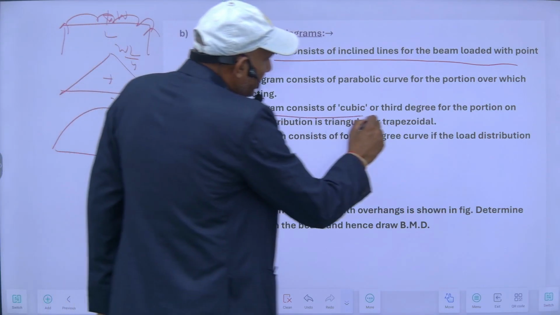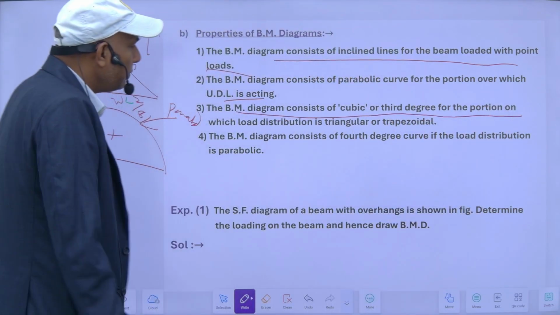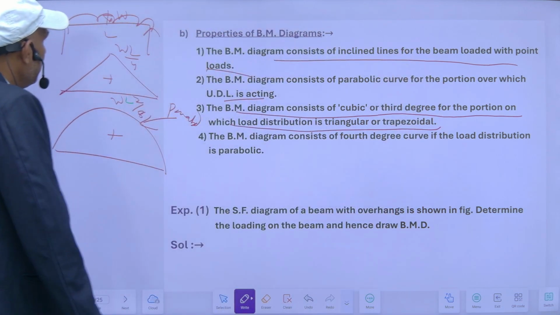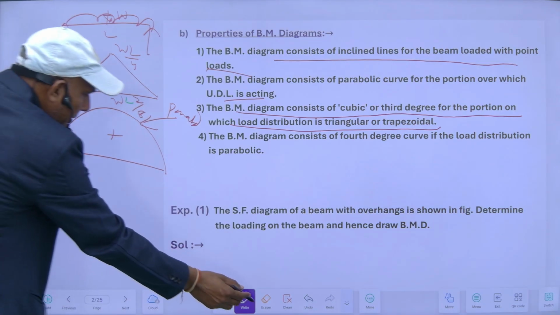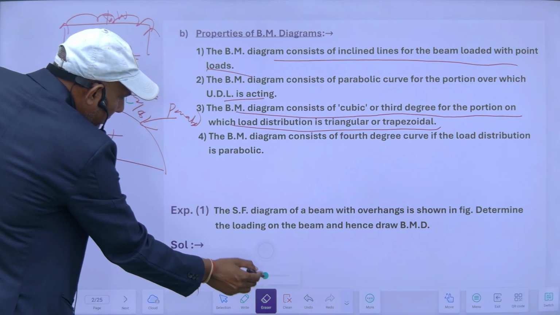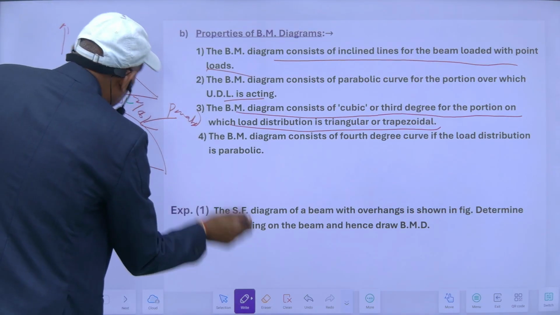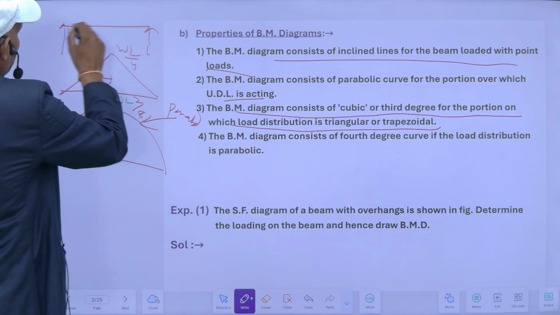The bending moment diagram consists of a cubic or third degree curve for the portion for which the load distribution is rectangular or trapezoidal. Suppose my loading is like this.